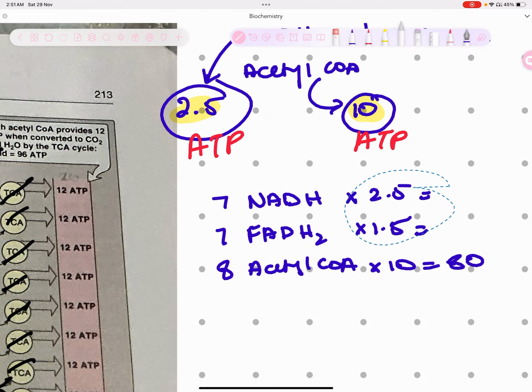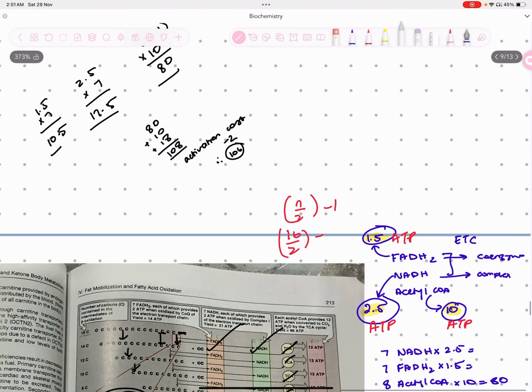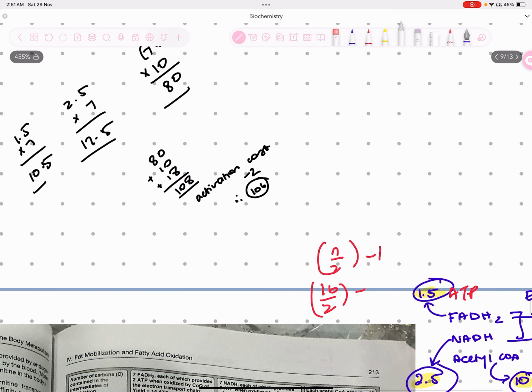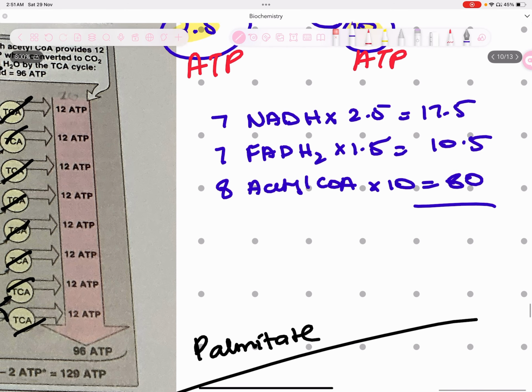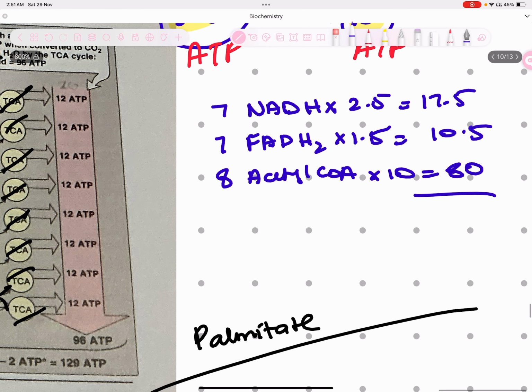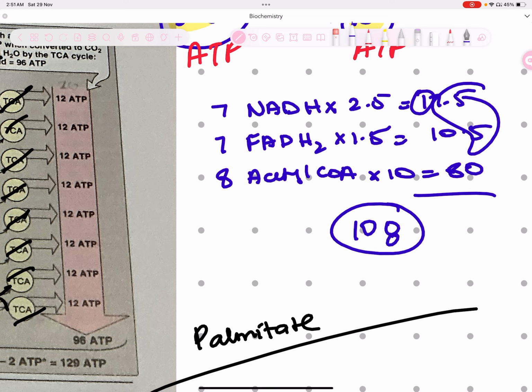Thankfully, this is easy math that we can do. For the rest, we'll need a calculator, and I've already calculated and kept the values. So 10.5 and 17.5, 17.5 from here and 10.5 from here. When you add this entire value up, 80 and 10, 90, and then 100, and this is 108. So 108 is your total ATP that you're going to yield.